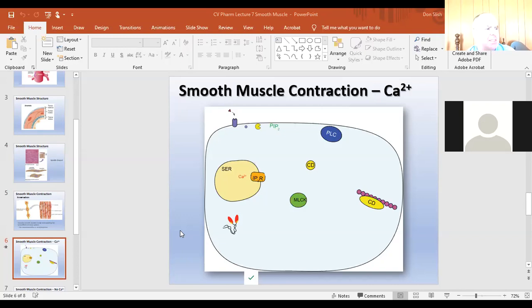And like skeletal and cardiac, the light chains are less important. I believe phosphorylation of them gives you a stronger contraction, but it's not nearly as important as in smooth muscle, where it's contract or relax based on the phosphorylation site of those myosin light chains.